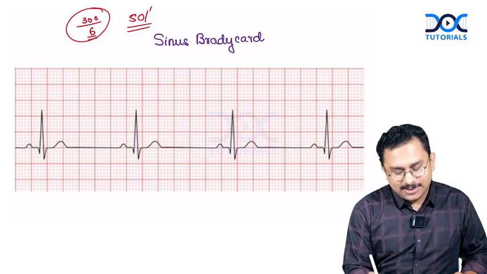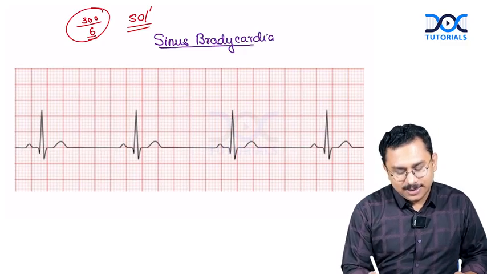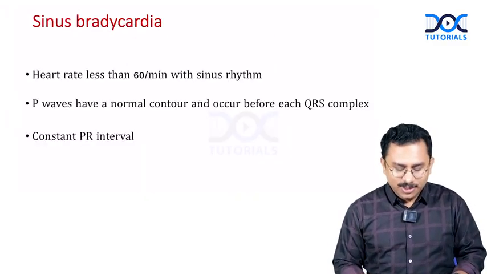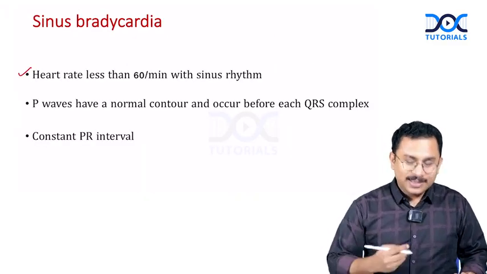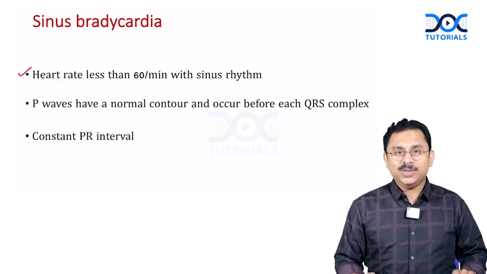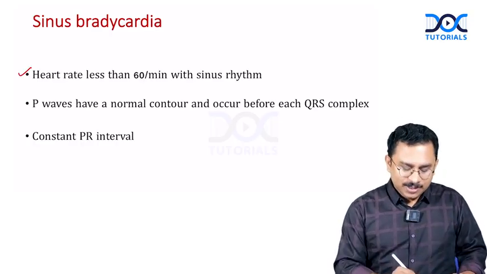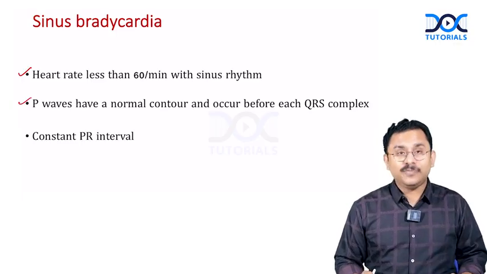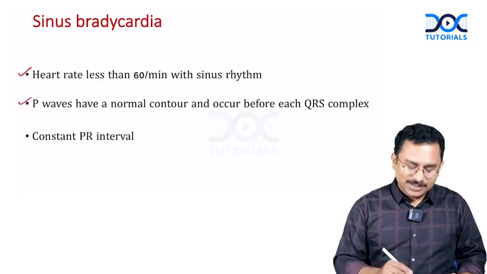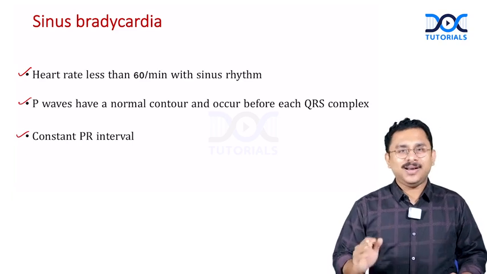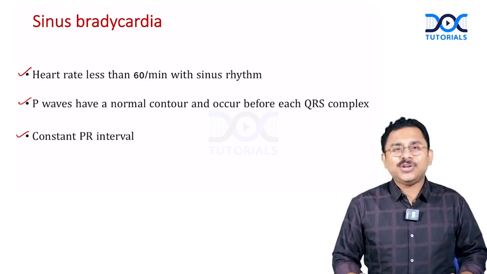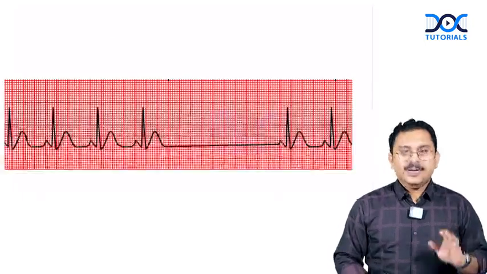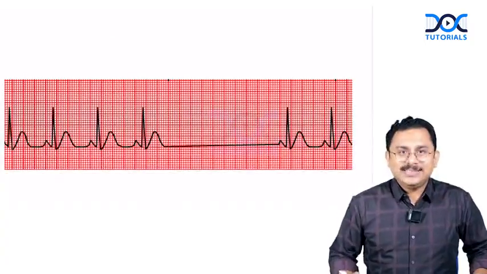So what are the characteristic ECG features of a sinus bradycardia? Number one, you've got a heart rate less than 60 per minute with a sinus rhythm. The P waves have a normal contour and occur before each QRS complex with a constant PR interval. So this is what you should know about sinus bradycardia. Okay. Now let's come to the next ECG.